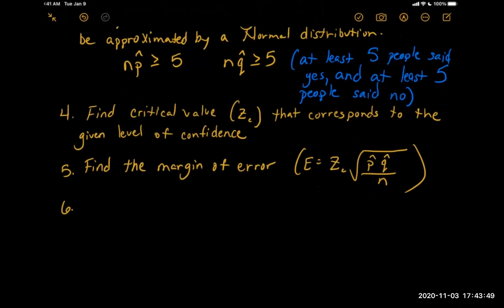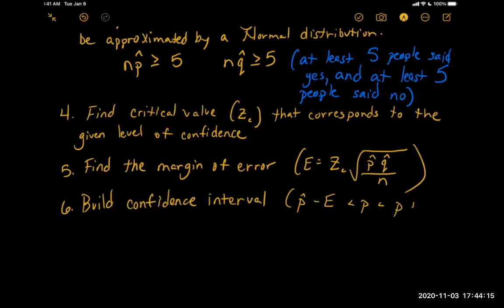And then the last step is build the confidence interval. And if I'm writing too fast for you, calm down. I promise I will send you these notes when I'm done. And the way that you build the confidence interval is it's p hat minus the margin of error to p hat plus the margin of error.